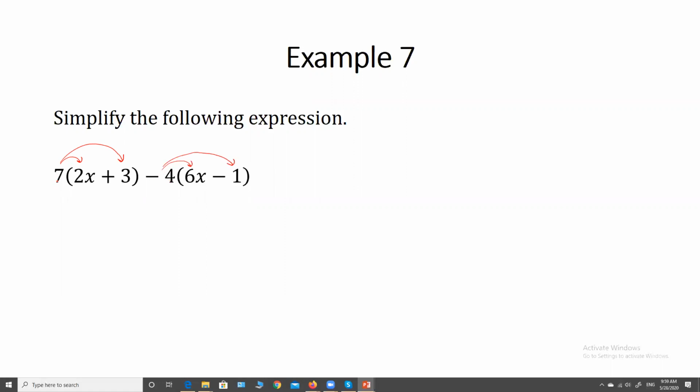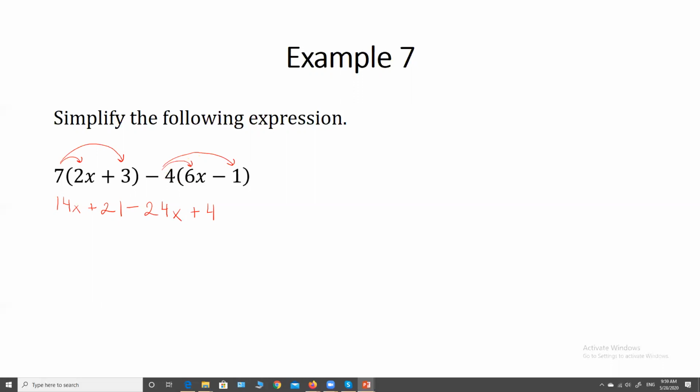And so let's do that. 7 times 2x is 14x. 7 times 3 is plus 21. Now be careful here, you're not multiplying 4, you're multiplying negative 4 into each term. Negative 4 times 6x is minus 24x, and negative 4 times negative 1 is positive 4.